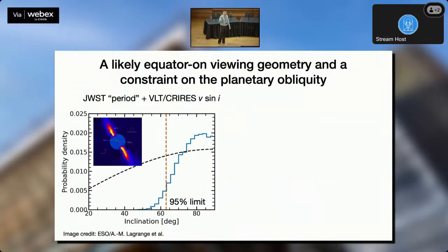If we believe this 8.8 hours is the rotation period of this planet, we combine it with ground-based high resolution projected velocity of this planet, and we can constrain the spin axis orientation of the planet. It turned out it's aligned pretty well, its rotation being edge-on. And this planet also has an edge-on orbital axis, sitting in the edge-on debris disk. It looks like all the axes seem to align, and it seems to make sense.